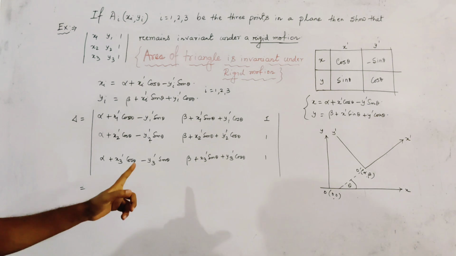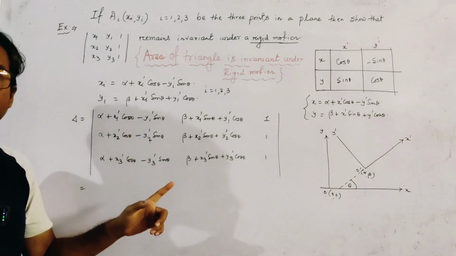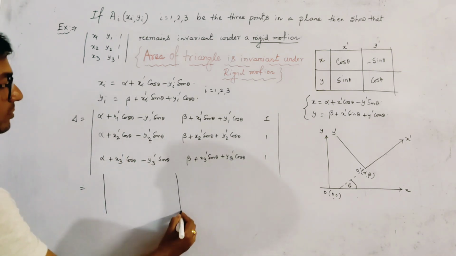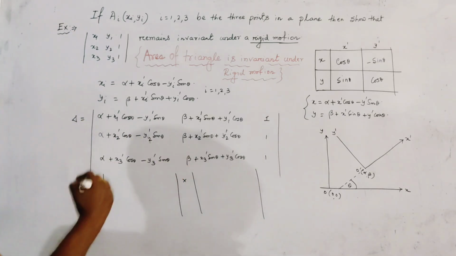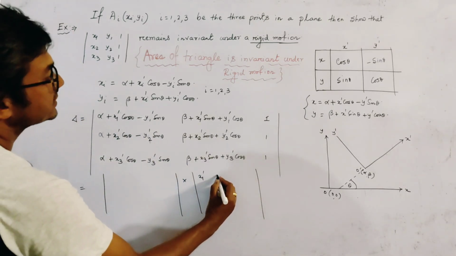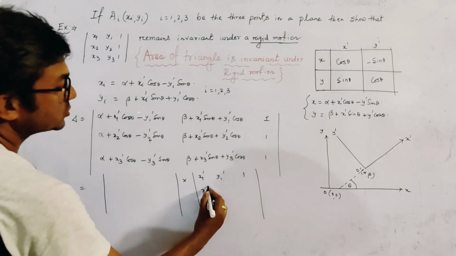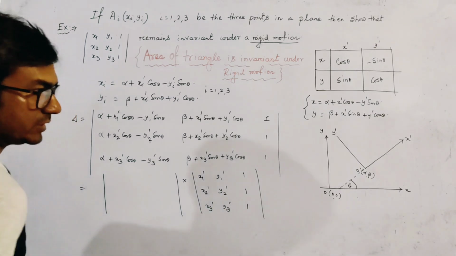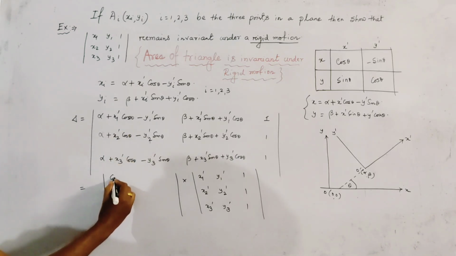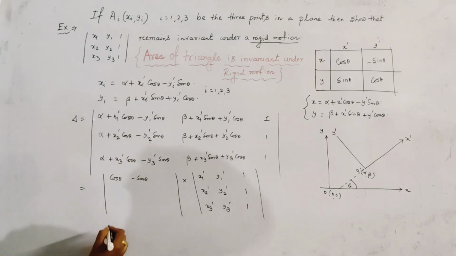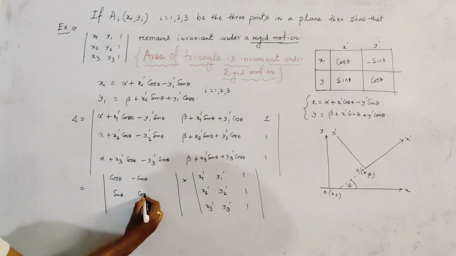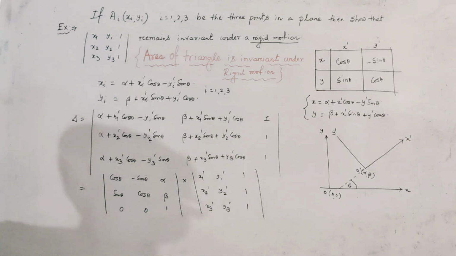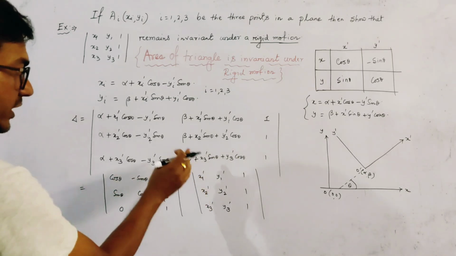Now this determinant can be easily written as the product of two determinants. And what are these determinants? We write the second determinant first. This is obviously x1 dash, y1 dash, 1, x2 dash, y2 dash, 1, and x3 dash, y3 dash, 1, and this determinant is obviously cos theta, minus sin theta, sin theta, cos theta, and alpha, beta, 0, 0, 1. If we multiply this and this determinant, we get the above result.